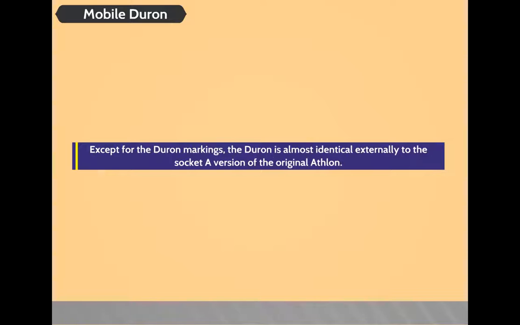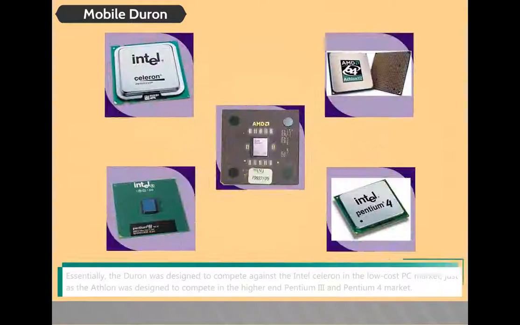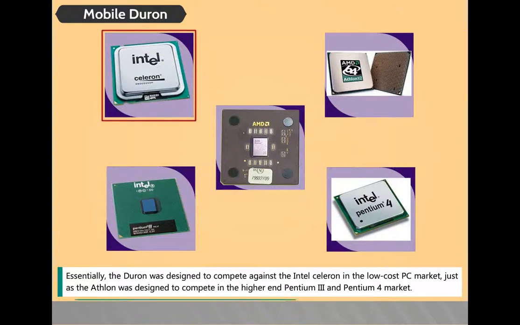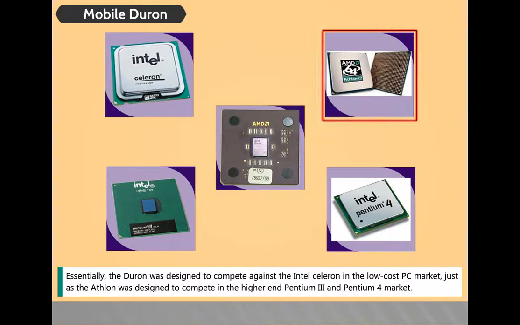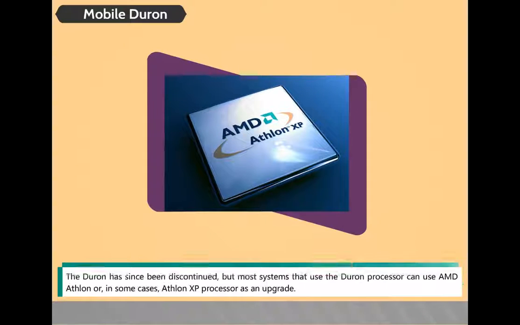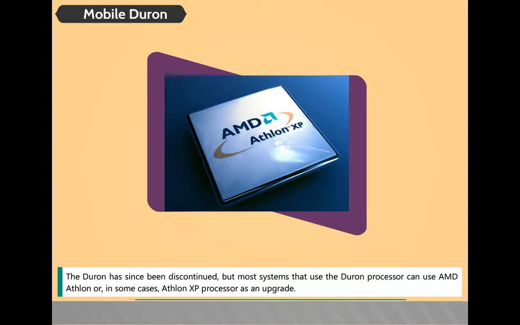Except for the Duron markings, the Duron is almost identical externally to the Socket A version of the original Athlon. Essentially, the Duron was designed to compete against the Intel Celeron in the low-cost PC market, just as the Athlon was designed to compete in the higher-end Pentium 3 and Pentium 4 market. The Duron has since been discontinued, but most systems that use the Duron processor can use an AMD Athlon or, in some cases, an Athlon XP processor as an upgrade.